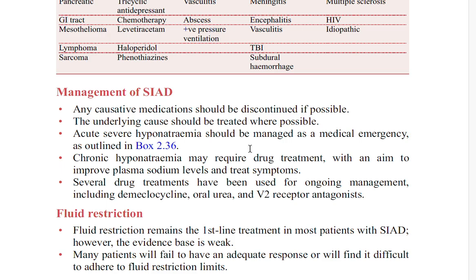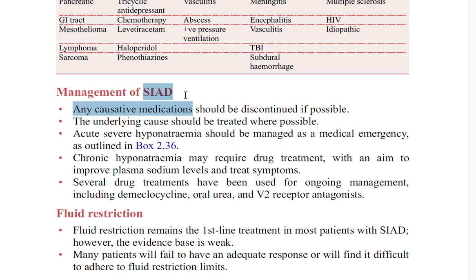This is the theory. Several drug treatments have been used for ongoing management, including demeclocycline, oral urea, and V2 receptor antagonists. So this is the one which is most commonly used. If the patient has been overcorrected for hyponatremia, then give subcutaneous desmopressin.